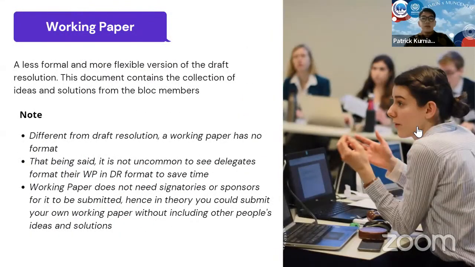So as you can see here, working paper is a less formal and more flexible version of the draft resolution. So the number one difference is that working paper has no format, draft resolutions has format. The similarity is that both working paper and draft resolution directly bring up the solution. But the difference is, in a working paper you have no format on how to introduce your solution, but in draft resolutions, you have to follow a very specific format on how to introduce your solution.